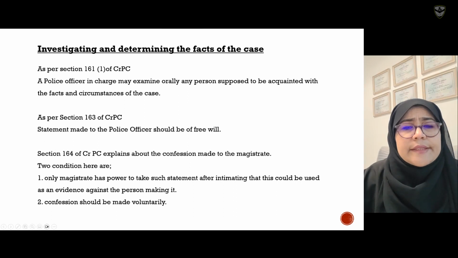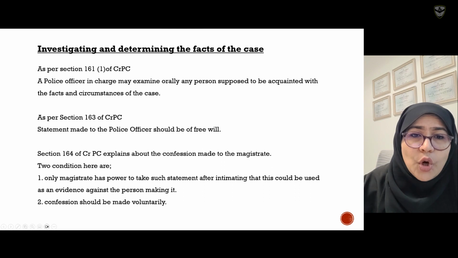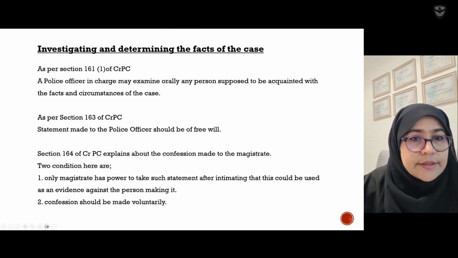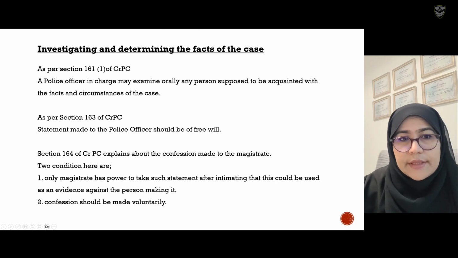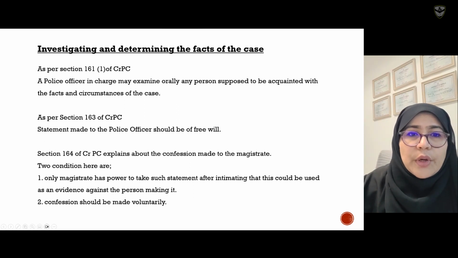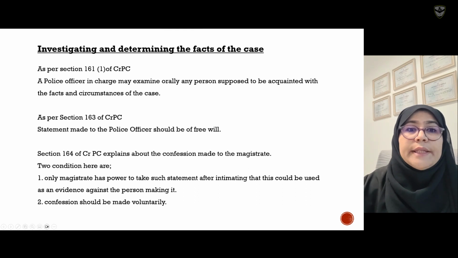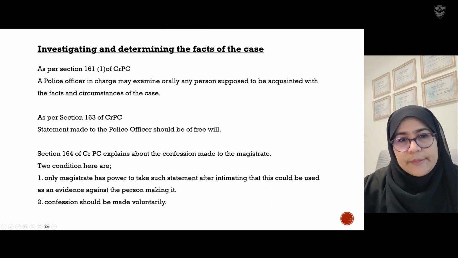As per section 161 clause 1, a police officer in charge may examine orally any person supposed to be acquainted with the facts and circumstances of the case. The statements of witnesses are important as they can make a person guilty or innocent. The persons being investigated are expected and bound to answer truly all the questions relating to such case that are put before them.